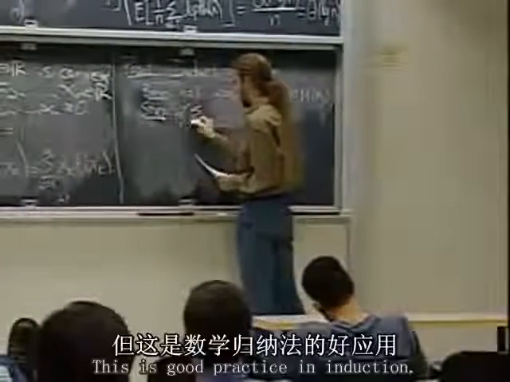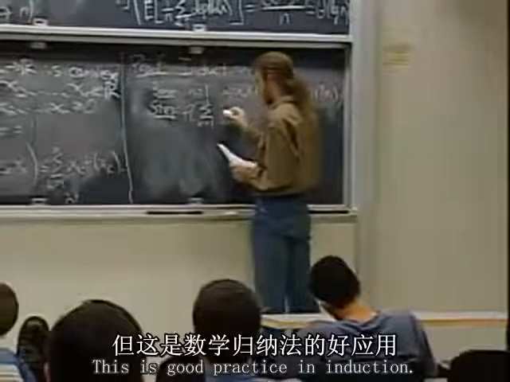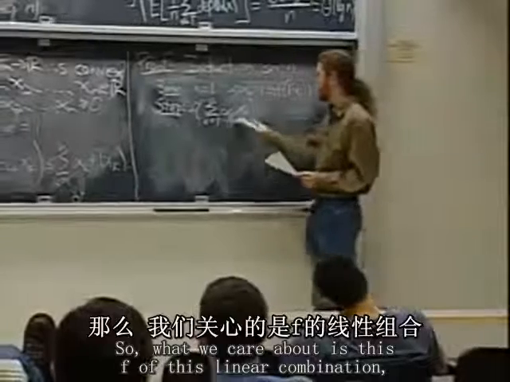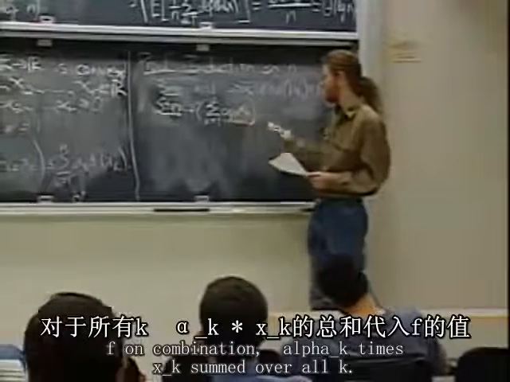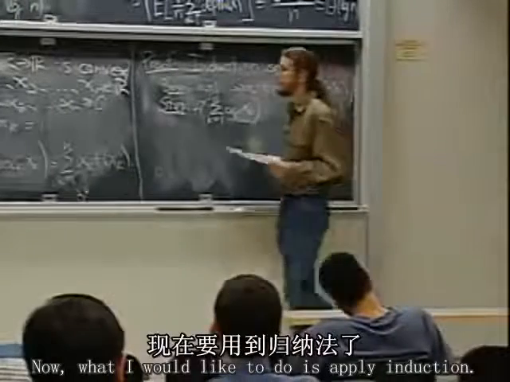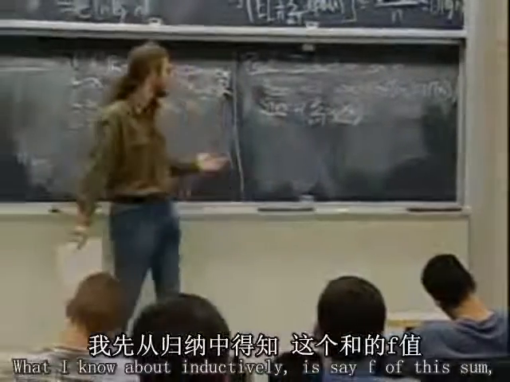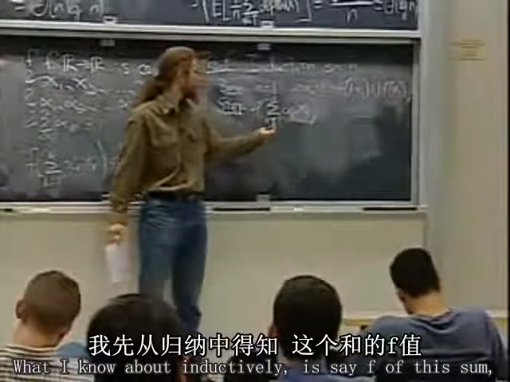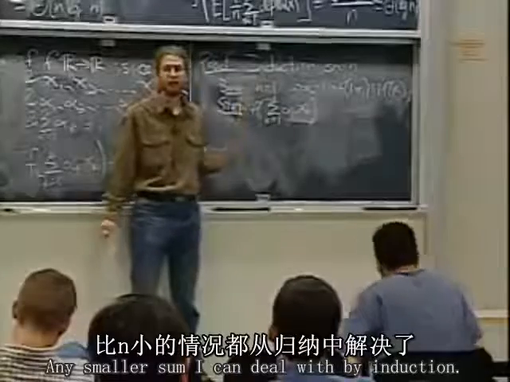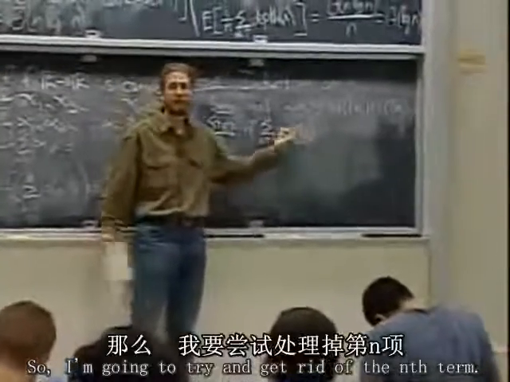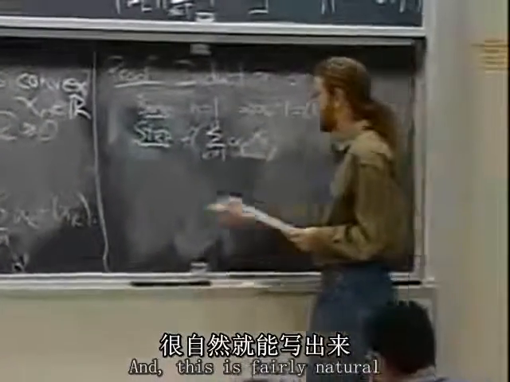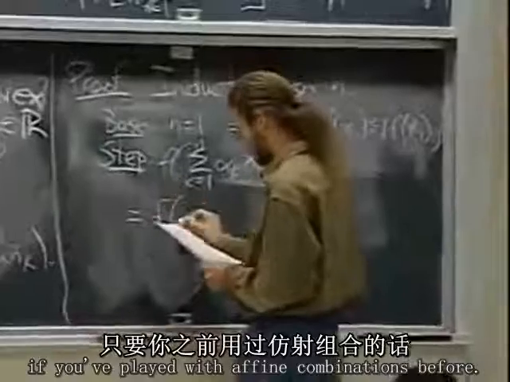This is good practice in induction. So what we care about is f of this linear combination, affine combination, alpha k times x k summed over all k. Now, what I would like to do is apply induction. What I know inductively is f of this sum if it's summed only up to n minus 1 instead of all the way up to n. Any smaller sum I can deal with by induction. So I'm going to try and get rid of the nth term. I want to separate it out. And this is fairly natural if you've played with affine combinations before, but it's just some algebra.